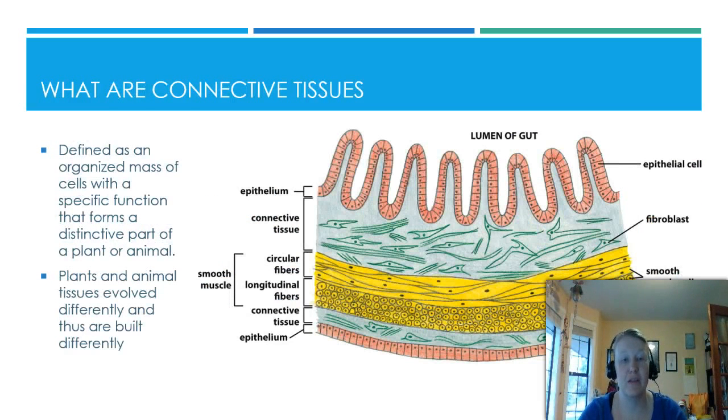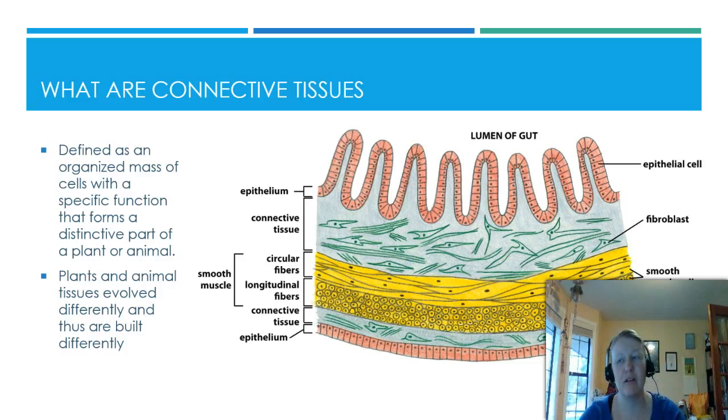So what is a connective tissue? A connective tissue is defined as an organized mass of cells with a specific function. So this can be anything within the body as long as it has a specific function. So your skin, your gut, etc. And so you can see here how there's a bunch of connective tissues and how all these cells have come together to form different structures to perform different functions. And that's what's important about this, is tissues are very specific to what they're supposed to be doing.